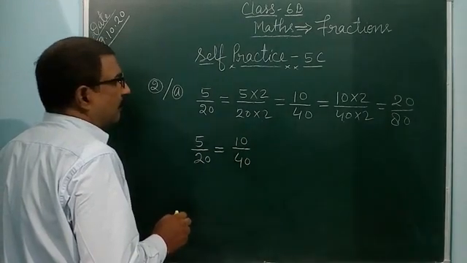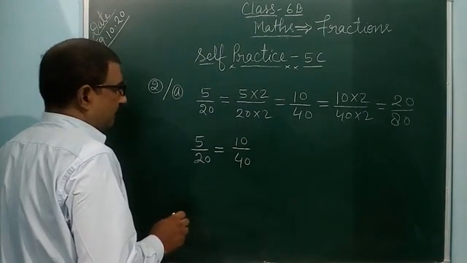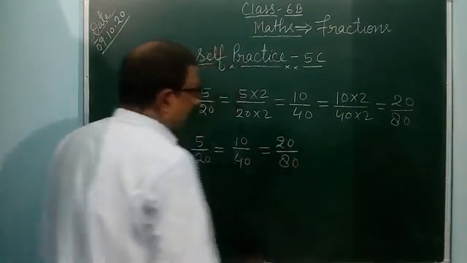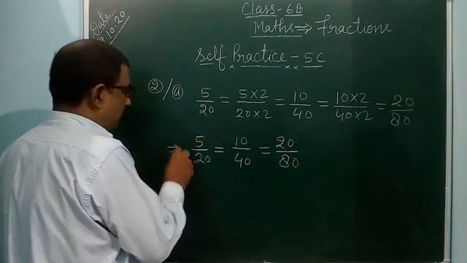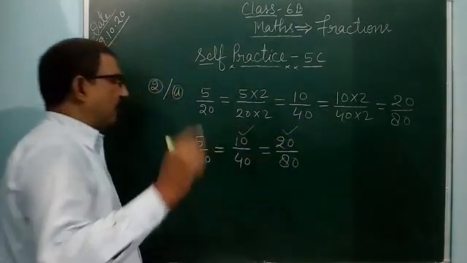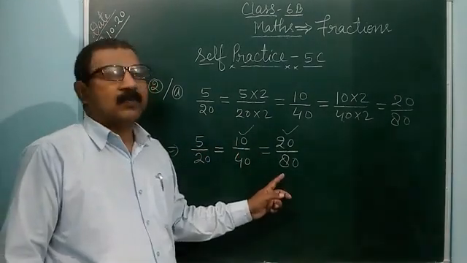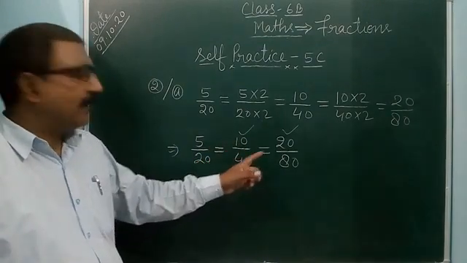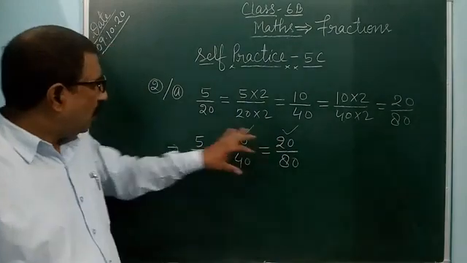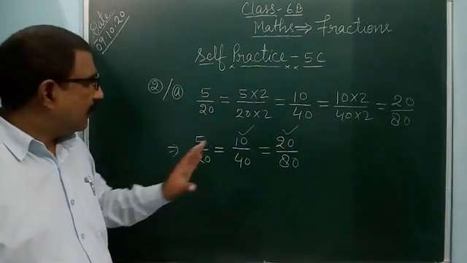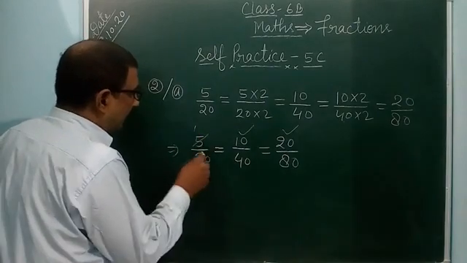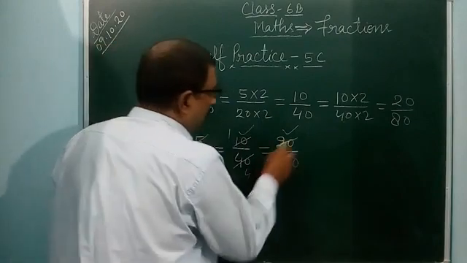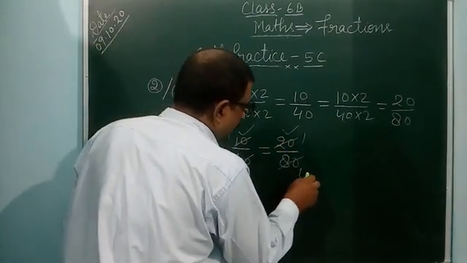And 20 by 80. So you have now first and second two fractions, 10 by 40 and 20 by 80. So for 5 by 20 you have now two equivalent fractions, 10 by 40 and 20 by 80. All the three are equivalent. You can see 5 1 are 5, 5 4 are 20, 10 1 are 10, 10 4 are 40, 20 1 are 20, 20 4 are 80.